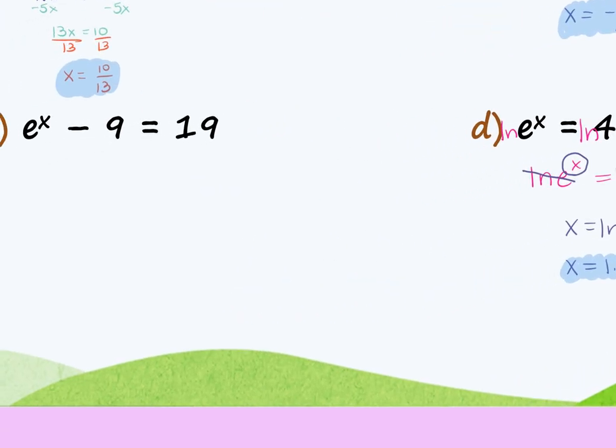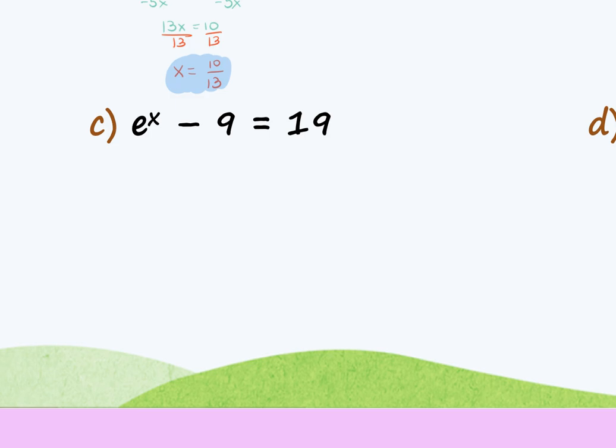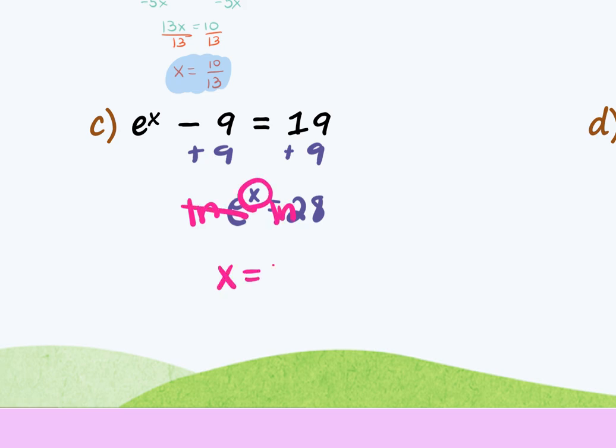Okay, now go back to C. Very similar, except first we have to isolate the whatever is being raised to the exponent. So I'm going to add the 9, and I get e to the x equals 28. And then, just like we did already, we're going to ln both sides of the equation. Ln of e cancels, giving me x equals ln of 28. And ln of 28, 3.332.